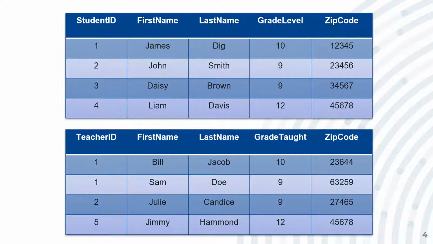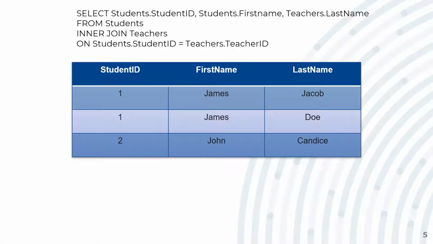There are two students and three teachers that have the same ID, as James Digg has the same ID as both Bill Jacob and Sam Doe with ID 1, while John Smith has the same ID as Julie Candace with ID 2. Therefore, there are three instances that we put here, both of the teachers with ID 1 and the teacher with ID 2.